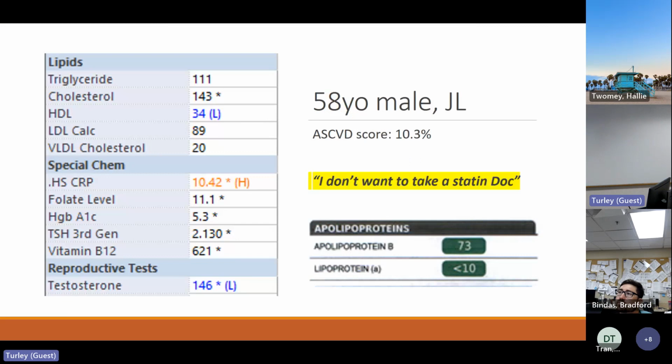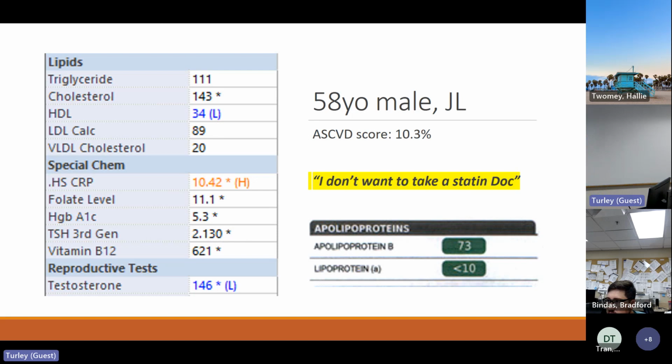So I did his labs. His LDL is 89. His ApoB on the right is 73. It's green, which is good, right? Some of these reports will give you a green, yellow, red. His lipoprotein A is low. He's got an inflammatory marker, but his ASCVD score is 10.3. And that does put him in a category, if you're looking at your little cards and your guidelines, of intermediate risk, and so we should consider a statin.